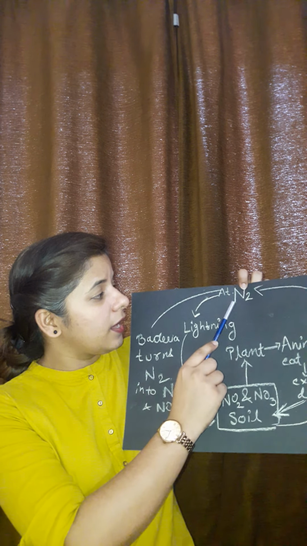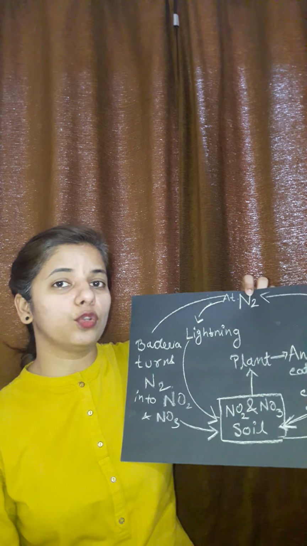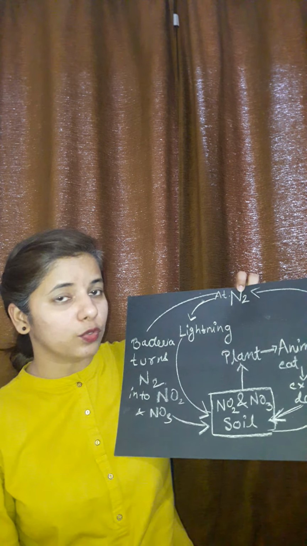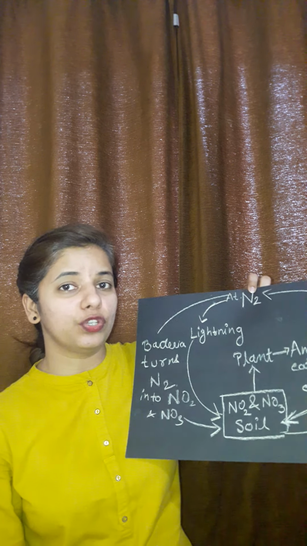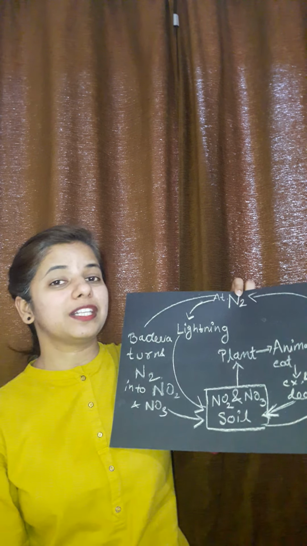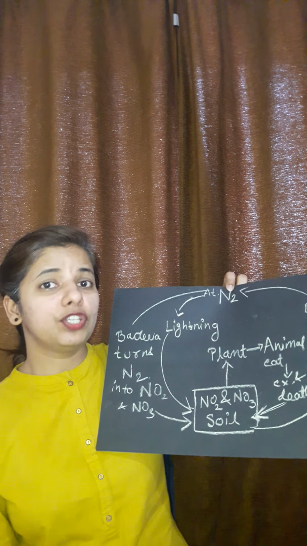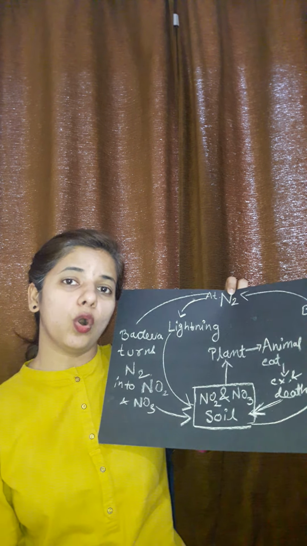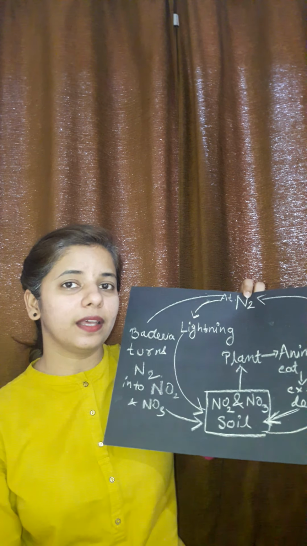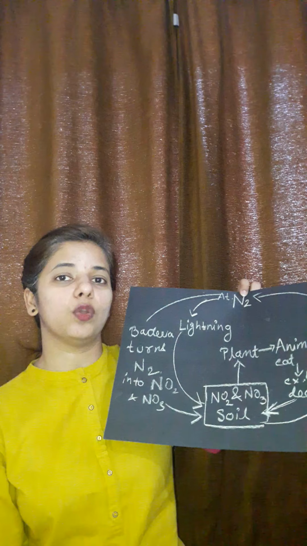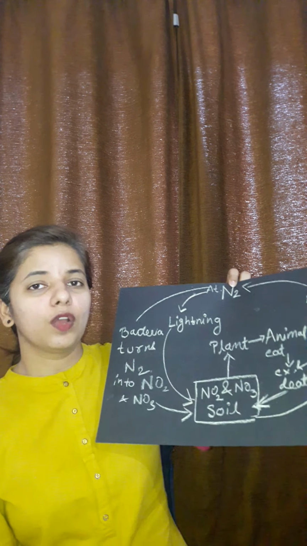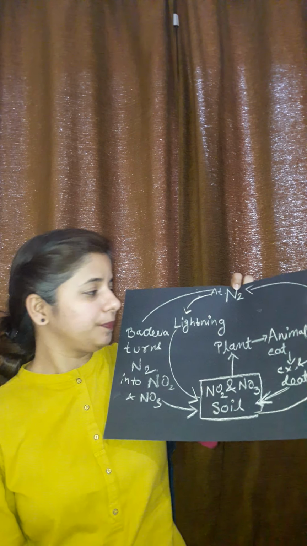The chemical formula of nitrogen gas is N2, where N is the symbol of nitrogen and N2 is nitrogen gas. The amount of nitrogen present in the atmosphere is 78%, which is the maximum percentage among all the gases present in the atmosphere, even higher than the percentage of oxygen. So that's why we have to utilize this nitrogen for our important purposes.